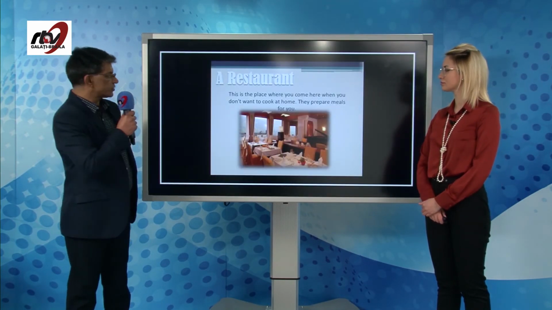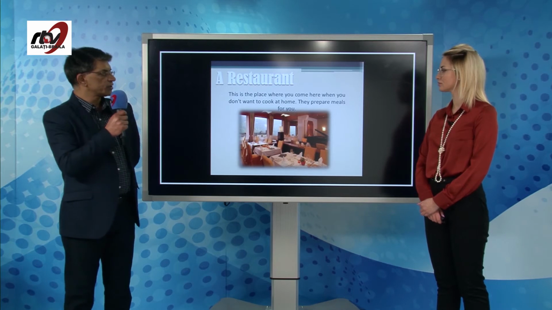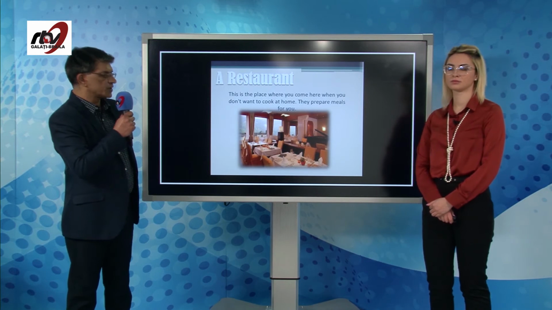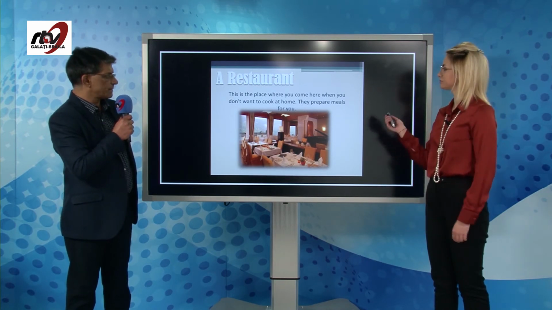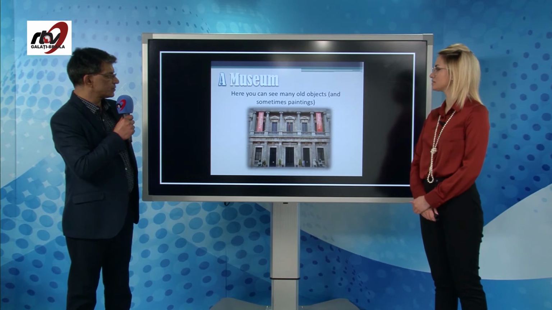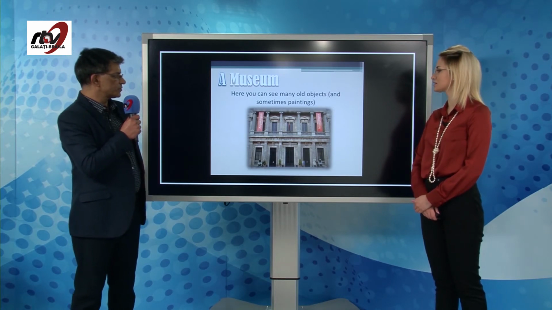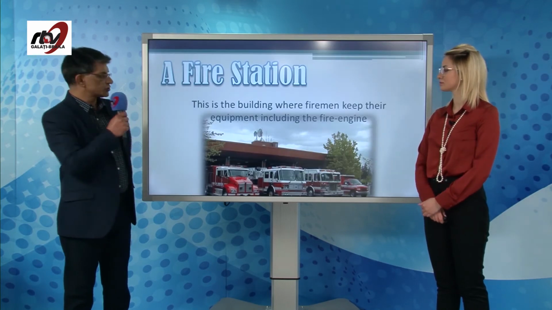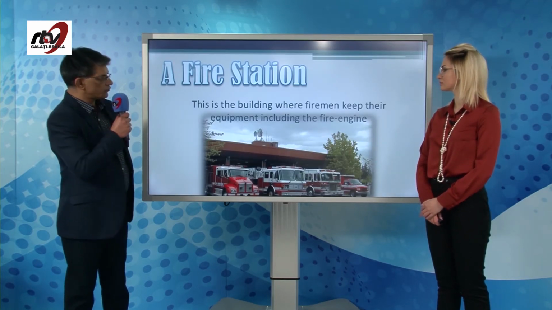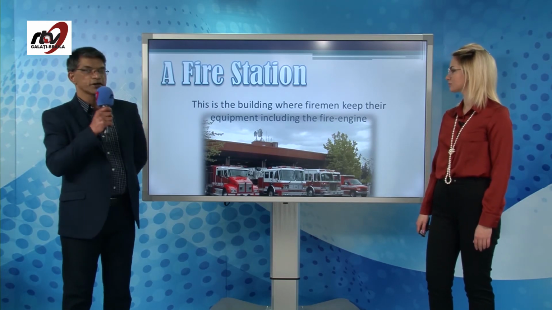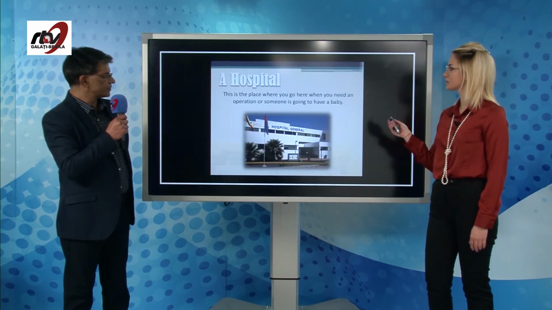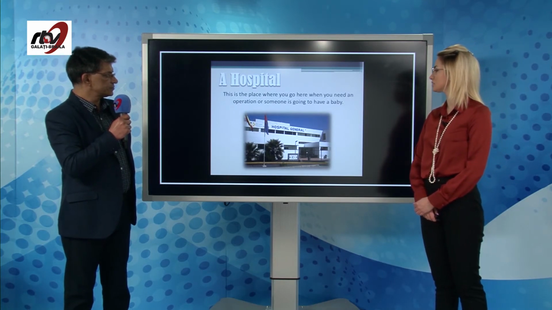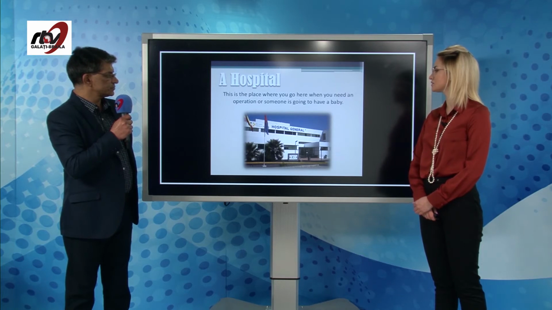And of course, our favorite, restaurant. This is the place where you come when you don't want to cook at home. They prepare meals for you. All right, we can have a museum. Here you can see many old objects and sometimes paintings. A fire station. This is the building where firemen keep their equipment, including the fire engine. Let's see what else. We can have a hospital. This is the place where you go when you need an operation or someone is going to have a baby.